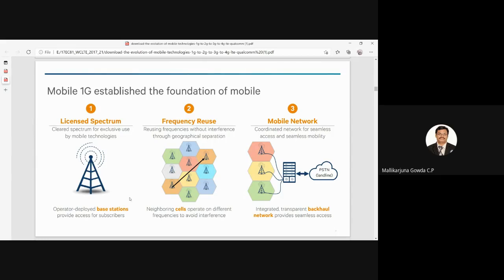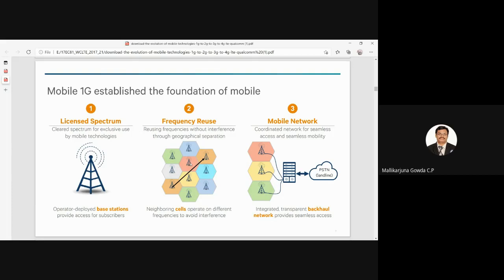Okay, so operators will be deploying the base stations to provide access to the subscribers. You might have seen these base stations on rooftops and even other places, right? Yes or no? And in the second picture, of course, you are aware of the shape of the cell. I hope you know what a cell is, right? These are all the base stations. How much area one can cover, that is known as the cell.